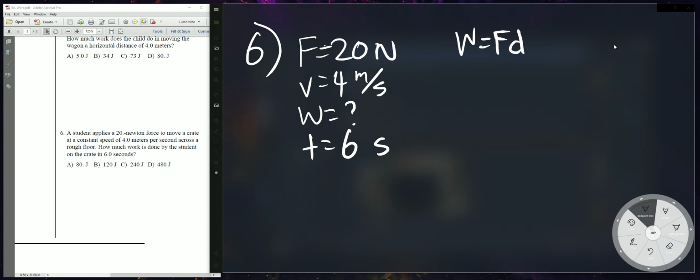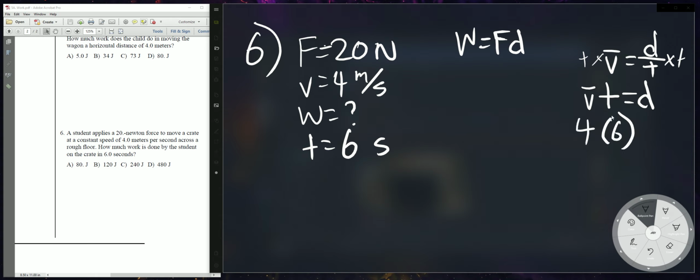On your reference table, V bar is equal to D over T, right? And if we solve for D and we move T to the other side because we're multiplying times time, we get V bar T is equal to D. Well, can we solve for D? Yeah, because V is 4, T is 6. And why can I take V bar as 4? Because the average velocity of a constant speed is going to be the same number.